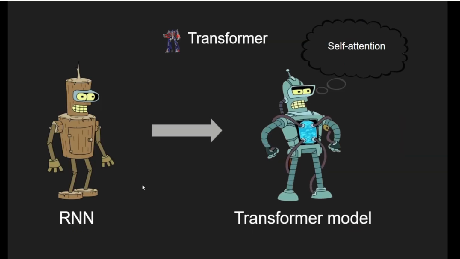So, what is a transformer and why is it such a big deal for AI? To understand transformers, let's take a step back. Because before transformer models, we had recurrent neural networks, RNN.